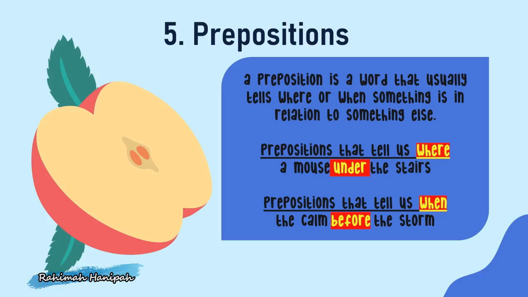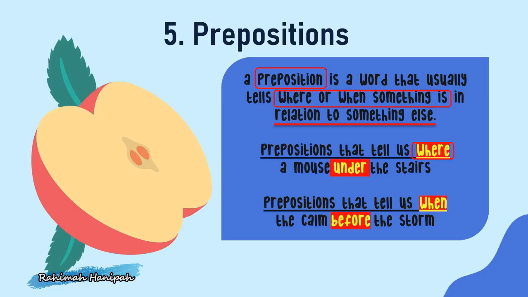And the fifth one, prepositions. A preposition is a word that usually tells us where or when something is in relation to something else. For example, we have prepositions that tell us where: a mouse is under the stairs, or the book is on the table. The glass of water is on the table.